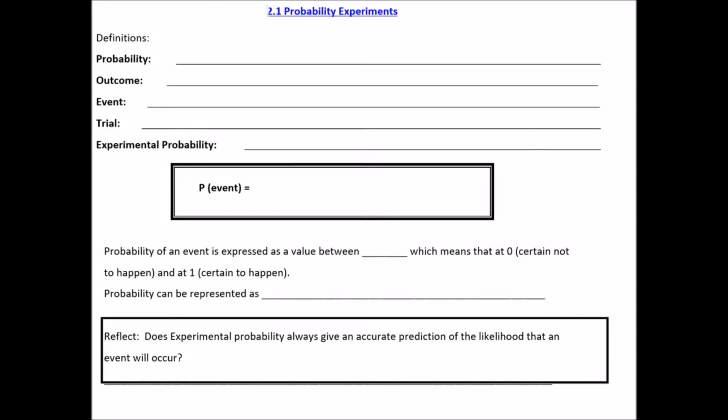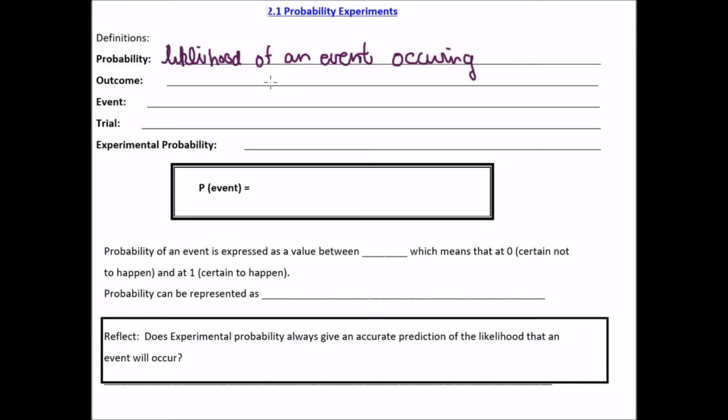is probability. So 2.1, we're going to start with a couple definitions. So what is probability? Well, probability is just the likelihood of an event happening. Or maybe we should say occurring?